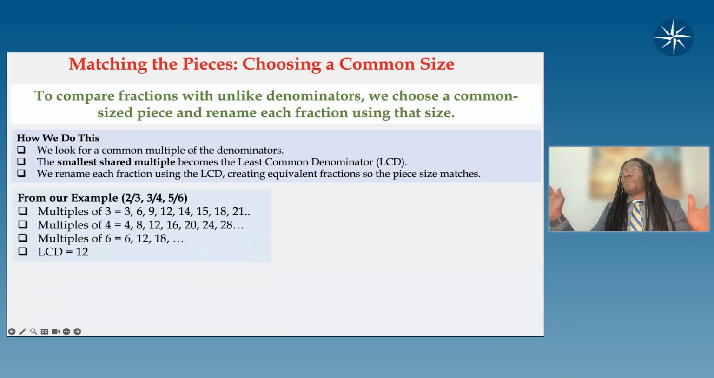So from our example, 2/3, 3/4, 5/6, we want to find the lowest common denominator. So what we do is write the multiples of 3, write the multiples of 4, write the multiples of 6, and the first number that pops up as common in all three.